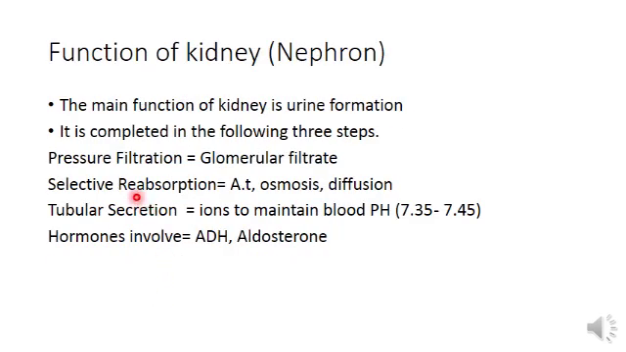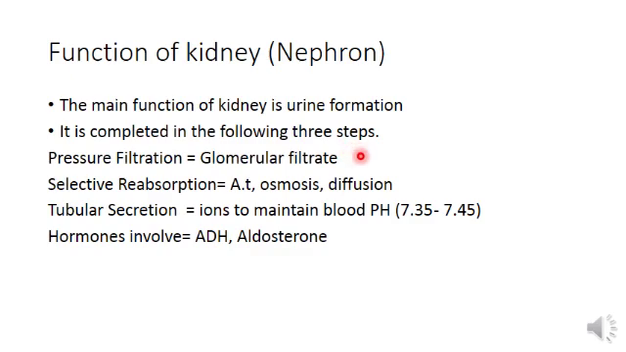The function of the kidney means the functioning of the nephron. The main function of the kidney is urine formation. As we are discussing the excretory system, the urinary system, the function of the nephron is urine formation, and when the urine is formed, all the waste products are removed in the urine, so that is why it helps in the maintenance of homeostasis in the body. It is completed in the following three steps.